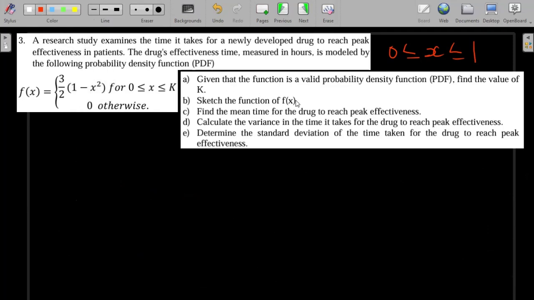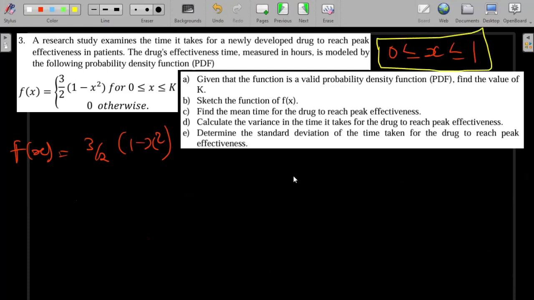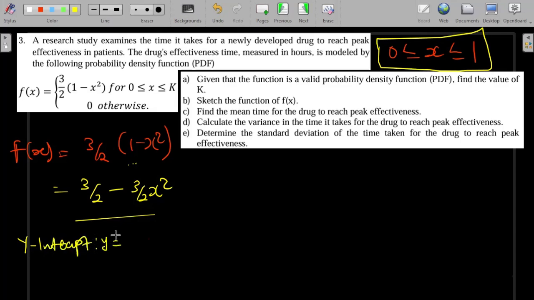So part B, they're saying sketch f. F is just 3 over 2 times 1 minus x squared. So we are sketching this f over this interval only, and nowhere else. What we notice is that this is just a quadratic equation. So when I expand, I'm going to get 3 over 2 minus 3 over 2 x squared. So how do you sketch a quadratic equation? You find the y-intercept. The y-intercept is the term that does not have any x. We can see it is 3 over 2.